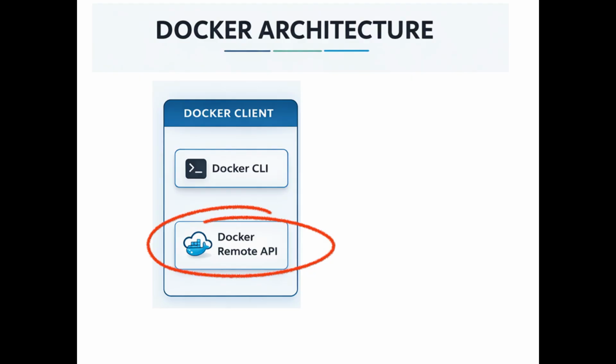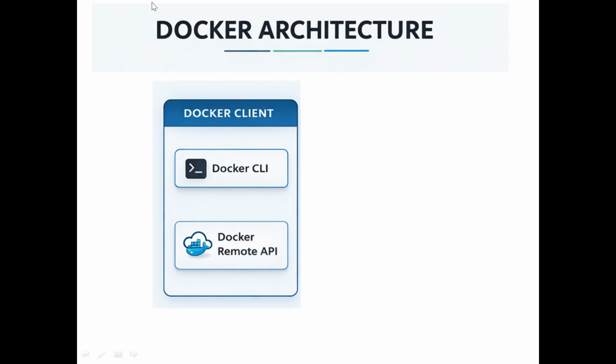For example, in GitLab CI, inside the .gitlab-ci.yml file, we can define jobs that run Docker commands. Similarly, in Jenkins pipelines, we can add Docker commands inside different stages. So instead of manually running Docker commands, CI/CD tools can automate the entire process using the Docker API. So this is how the Docker client communicates with the Docker server.